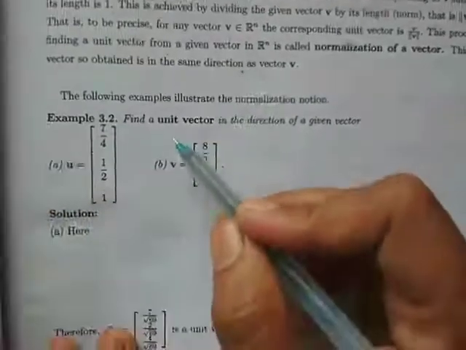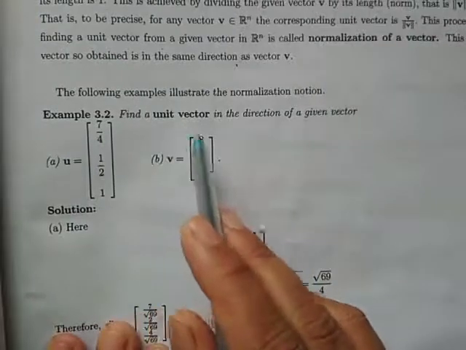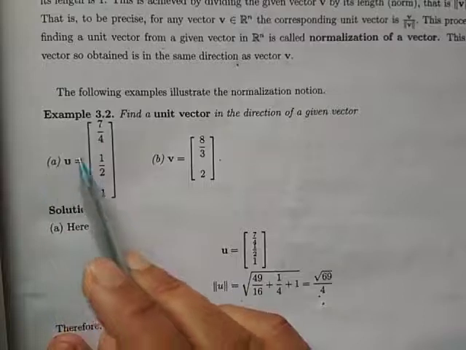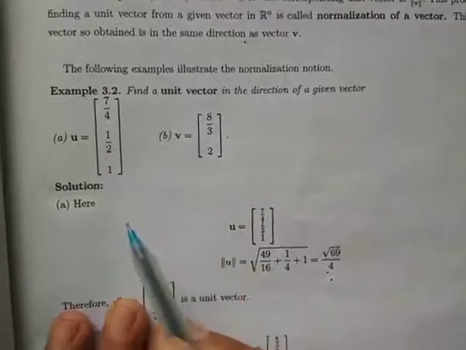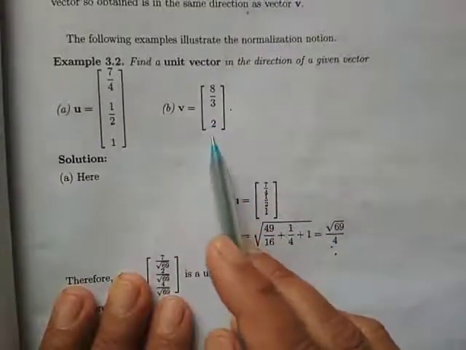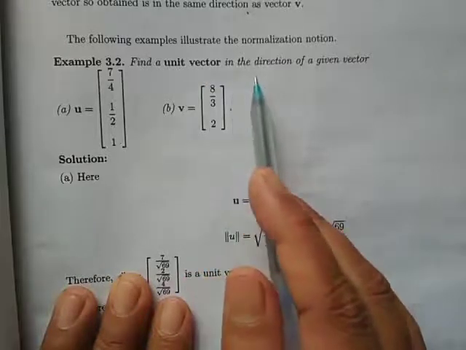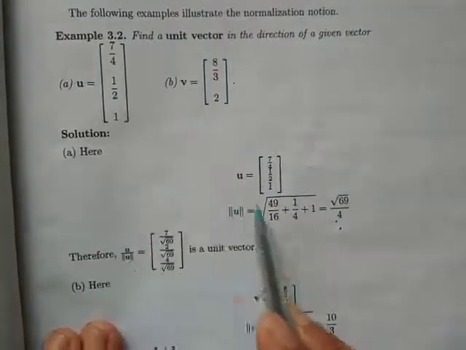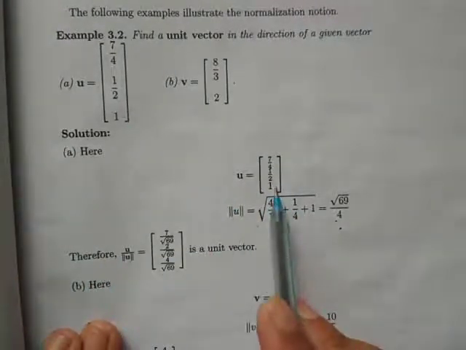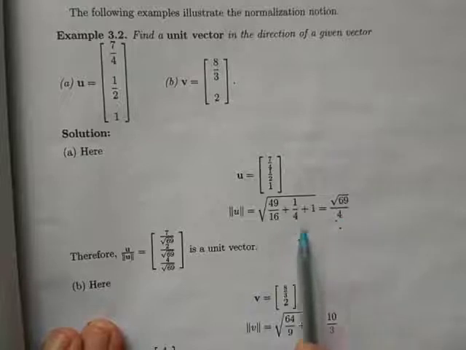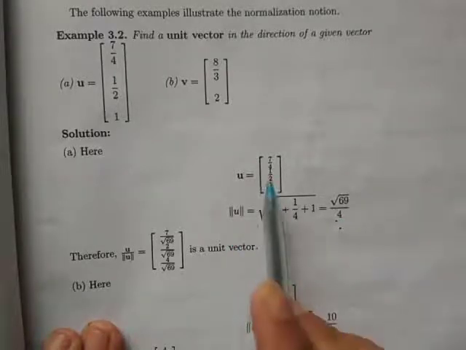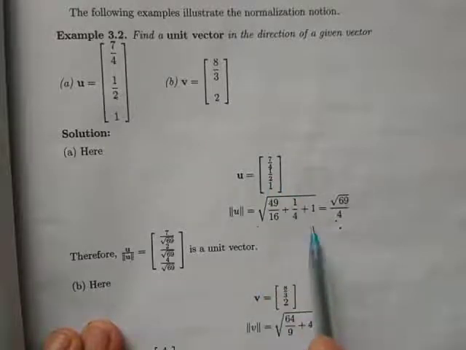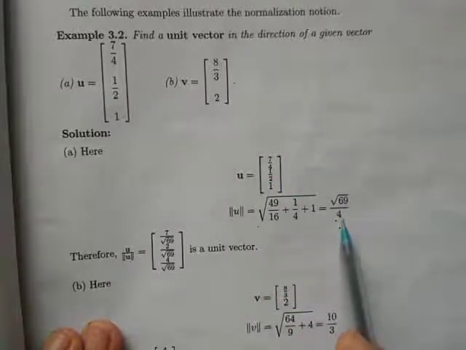Okay, so let us take an example. Find a unit vector in the direction of the given vector. First is u equal to this vector and second is v equal to this vector. We have to find a unit vector in the direction of u and v. Okay, here u is equal to this. Norm of u is nothing but 7 by 4 square plus 1 by 2 square plus 1. So this is root of 69 upon 4.